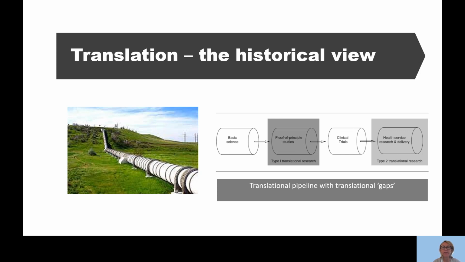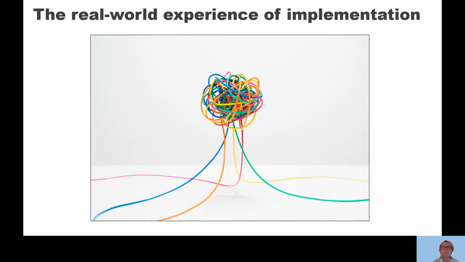And we hear talk of translational gaps, often gaps between basic science and clinical trials and between clinical trials and routine implementation. But anyone who's tried to implement a new piece of evidence or some new research into practice or policy knows that the process rarely happens in that neat, linear and rational way. Rather, it's more like a tangle of interrelated factors that influence the way in which implementation and translation actually happens.